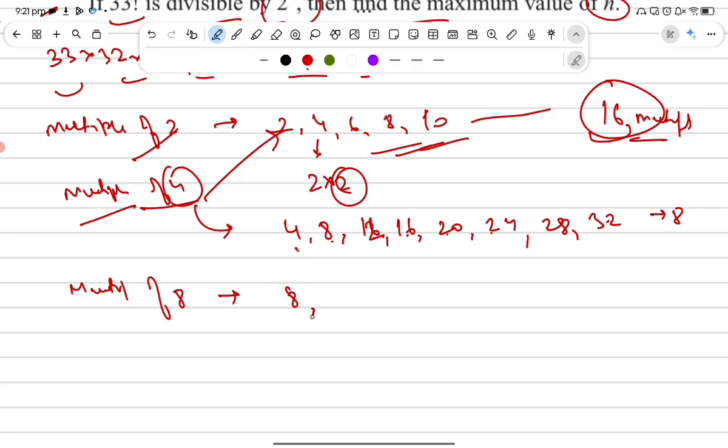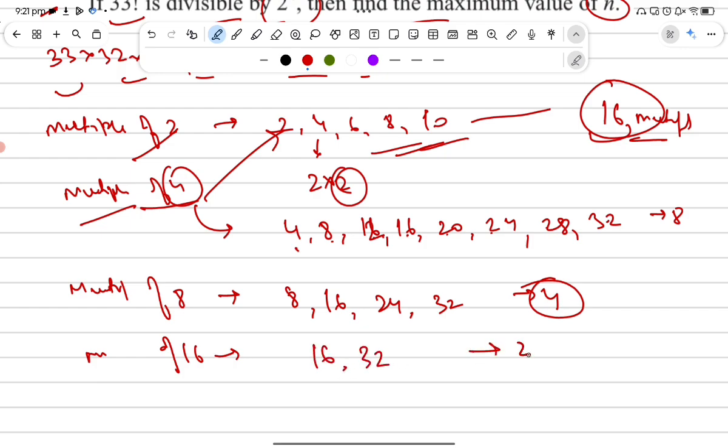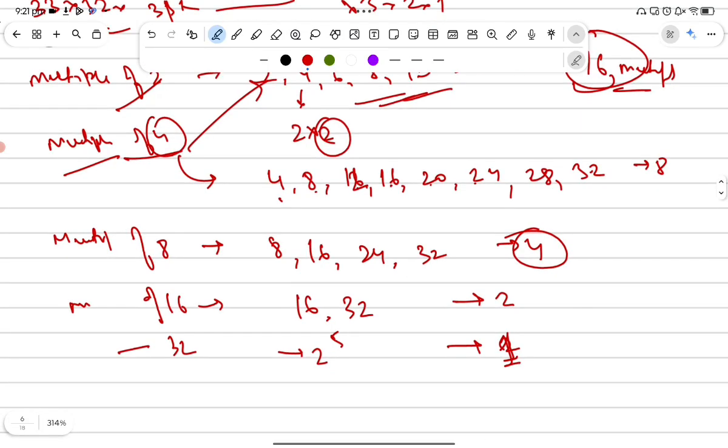Similarly, multiples of 8. So 8, 16, 24, 32. That is 4. This will also give 1 extra 2. So 4 extra 2s we got. So multiples of 16 now. So 16, 32. 2 extra 2s. Now multiples of 32, which is basically 2 power 5. So 1 more extra 2. Alright? 1. Sweet. So how many 2s have we got here? 16 plus 8 plus 4 plus 2 plus 1. How much is that?